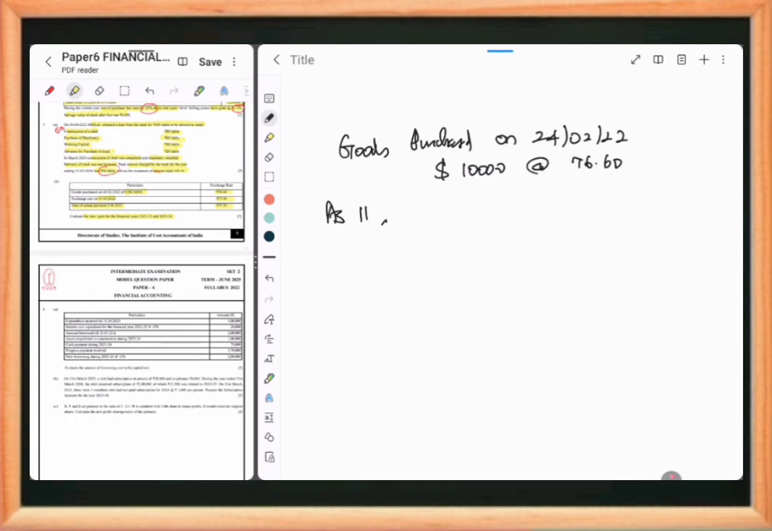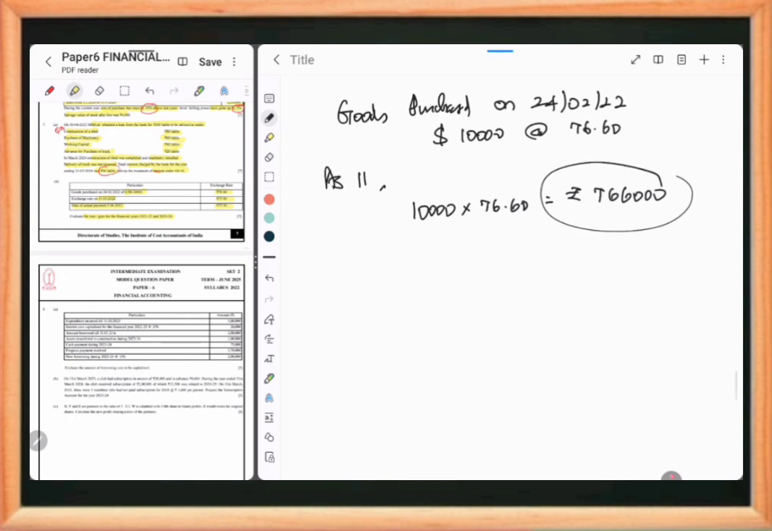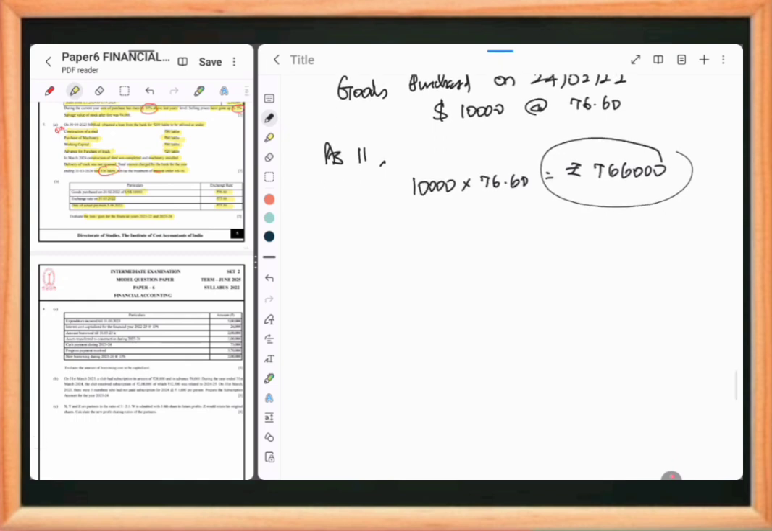For how much should it be recorded? 10,000 into 76.60, that is Indian rupees 7,66,000, for which it should be recorded. Understand? As on the transaction date. First, that is over. And then as per the balance sheet date, what is the exchange rate?